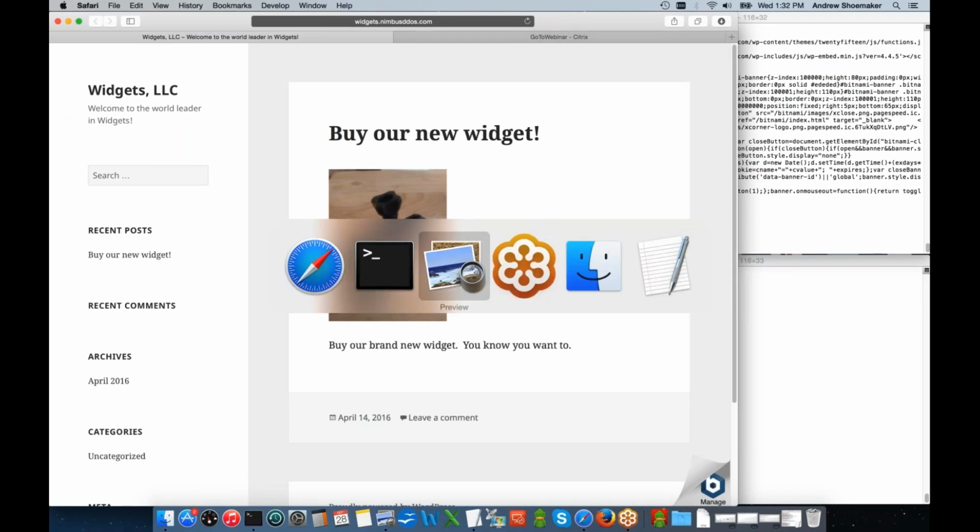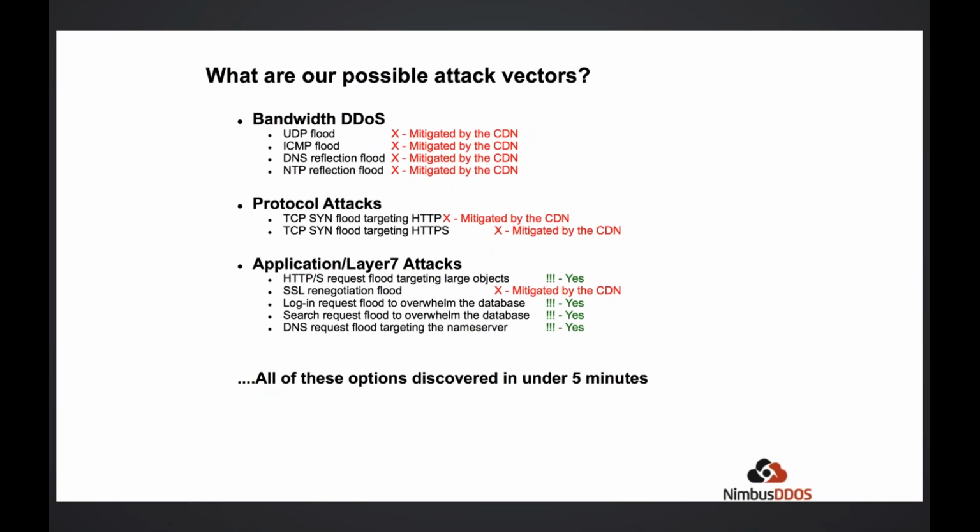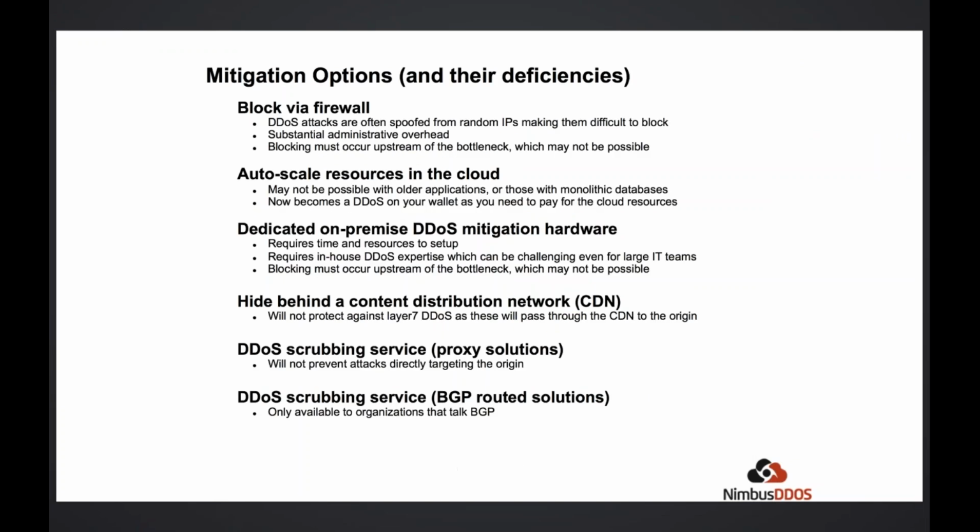So, how do we go about protecting ourselves? Now, the first reaction that most network admins have is to block a DDoS attack at the network ingress points using either a firewall or an IDS or something like that. Now, the challenge with this approach is that it's a substantial administrative burden as it requires the admins to become experts in DDoS attacks.